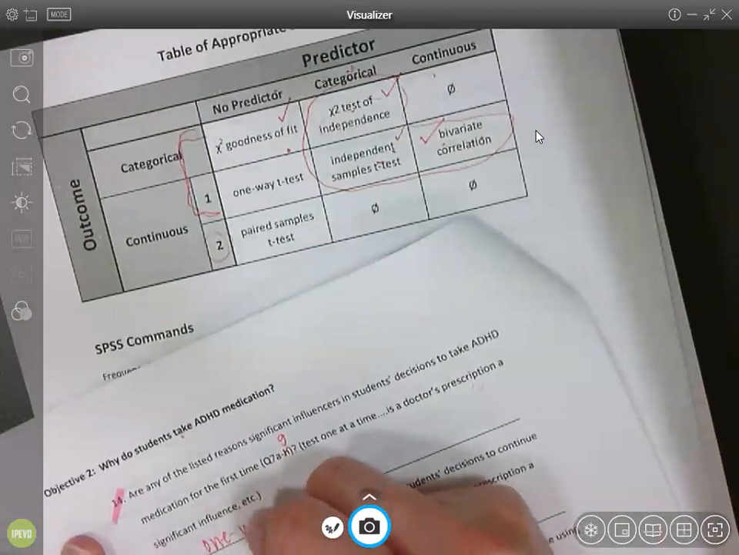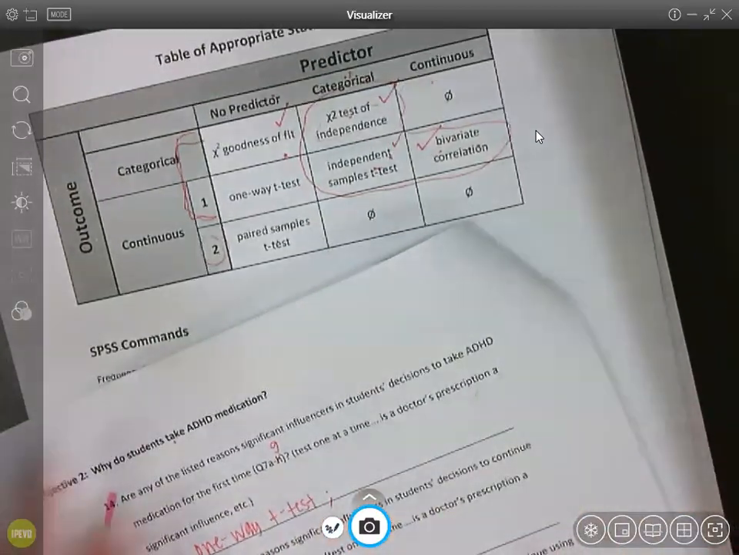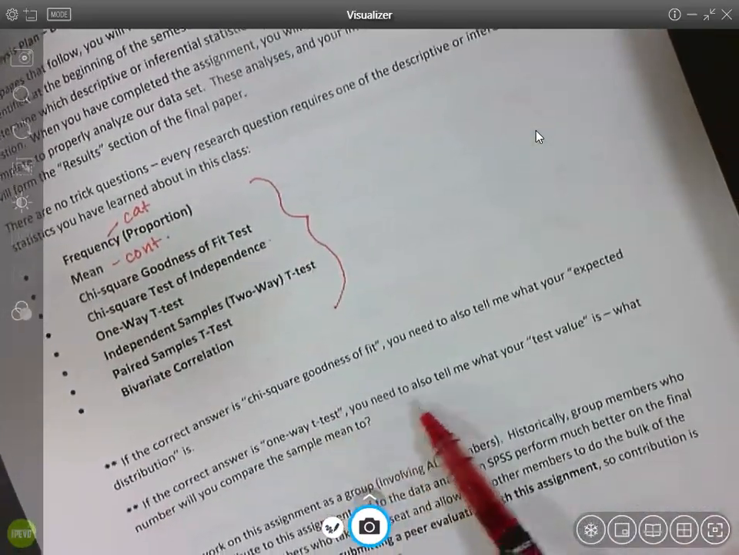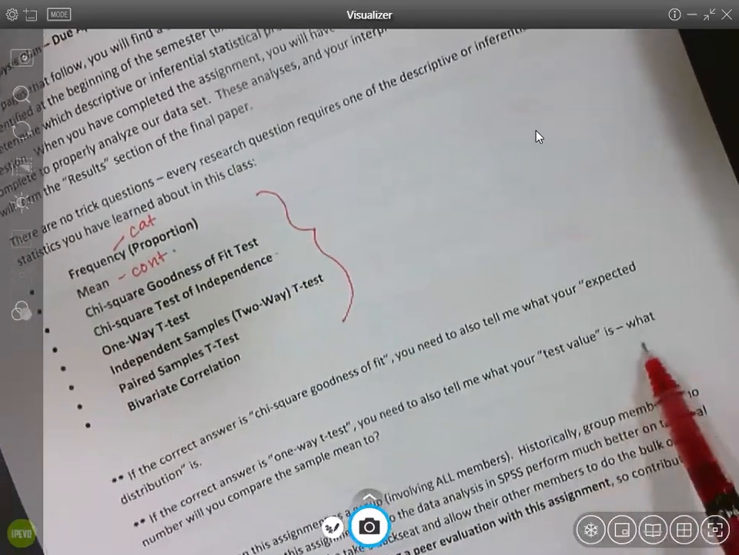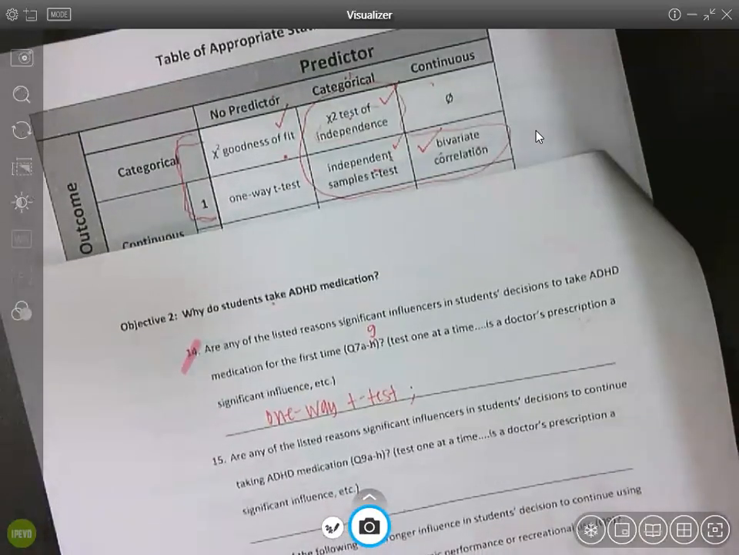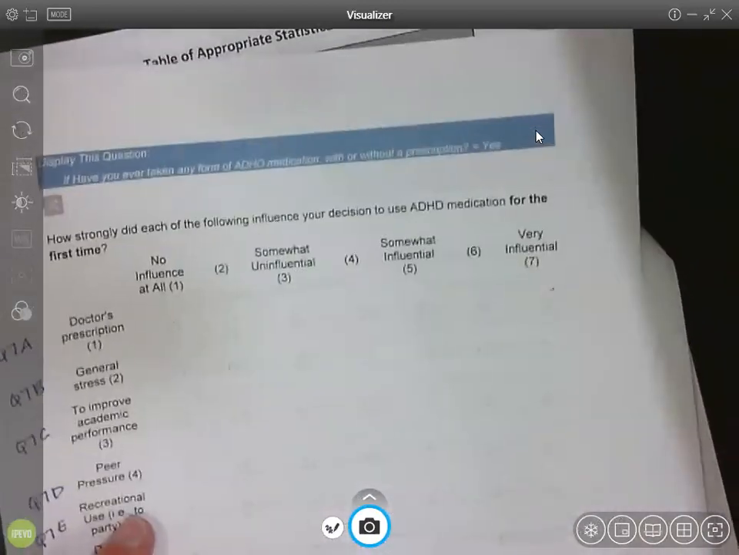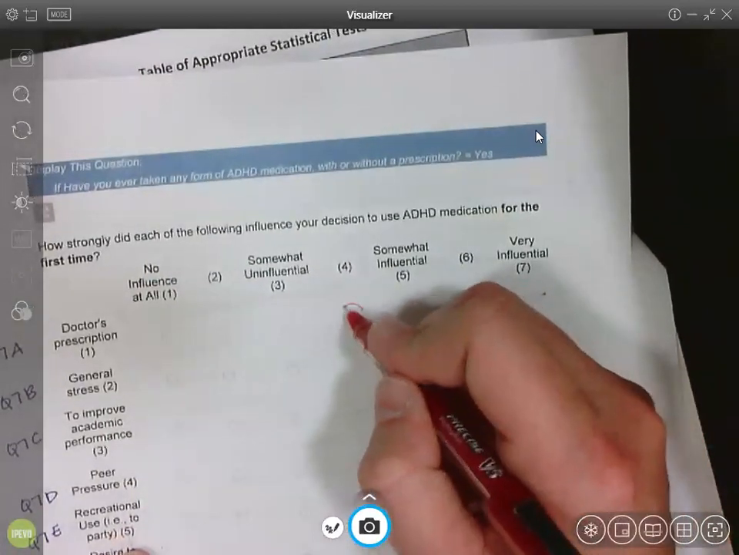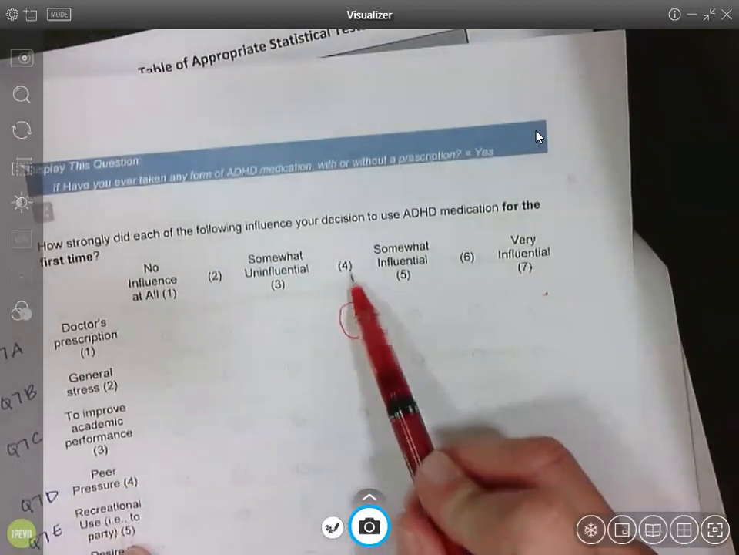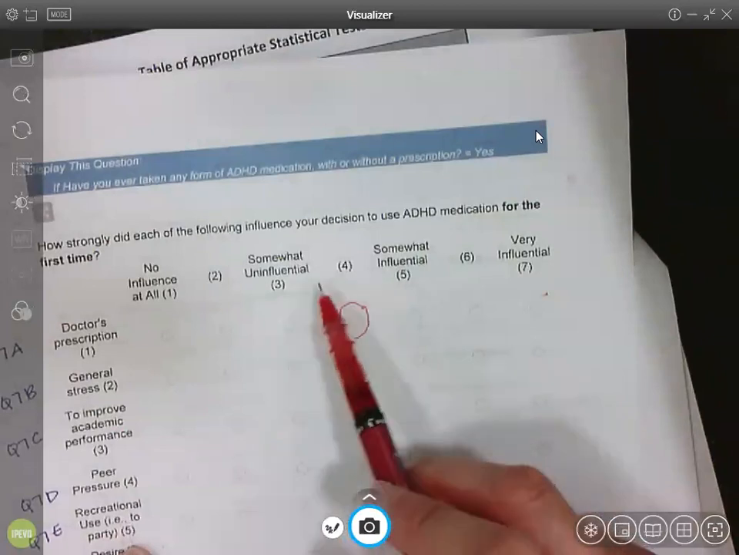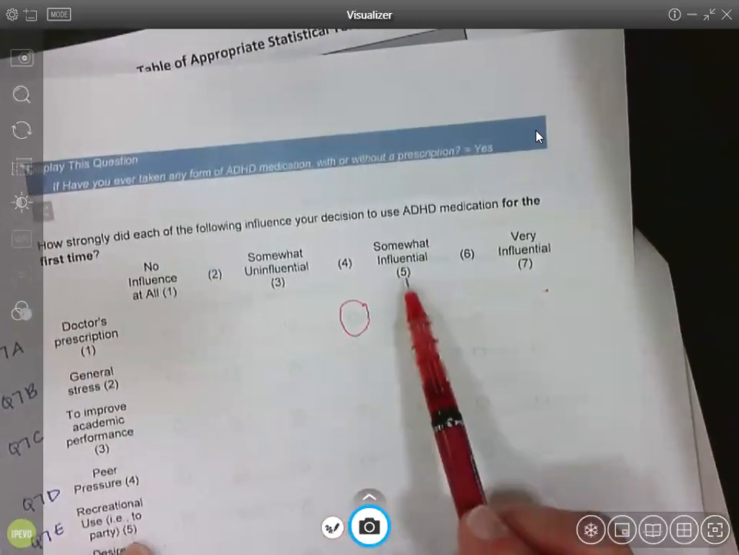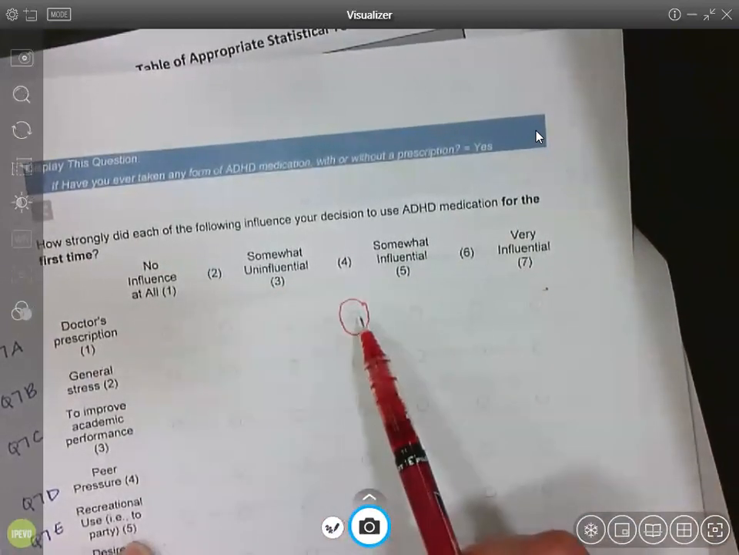All right, one-way t-test. When your answer is one-way t-test, going back to the first page of this, if the correct answer is one-way t-test, you need to also tell me what your test value is, right? What number will you compare the sample mean to? In this case, what this question is asking is, here's the midpoint. I don't know if you guys can see the bubbles that people could have answered here. If people answered a 4 on average, that means that they're saying that they were sort of neutral. The doctor's prescription had a neutral influence on their decision to use. It was not influential, it was not uninfluential, they were just neutral.